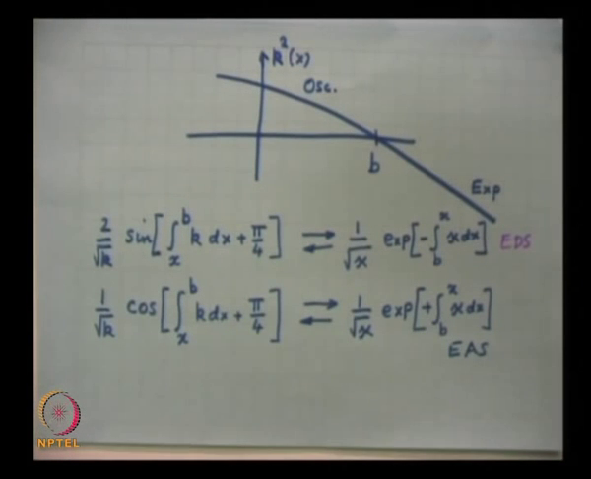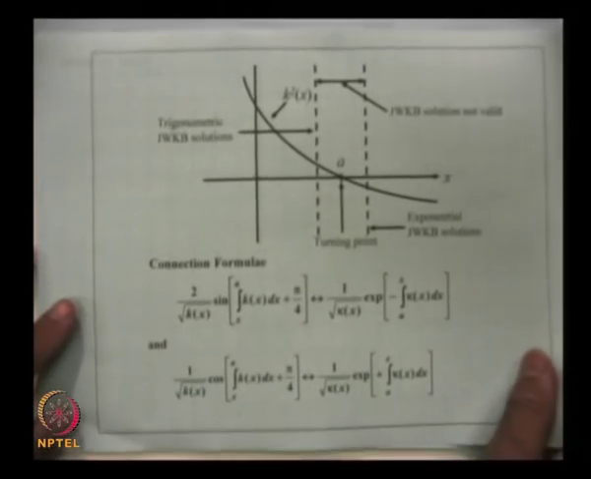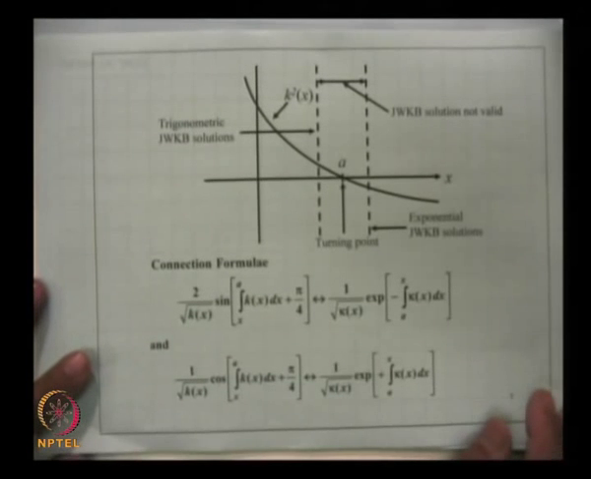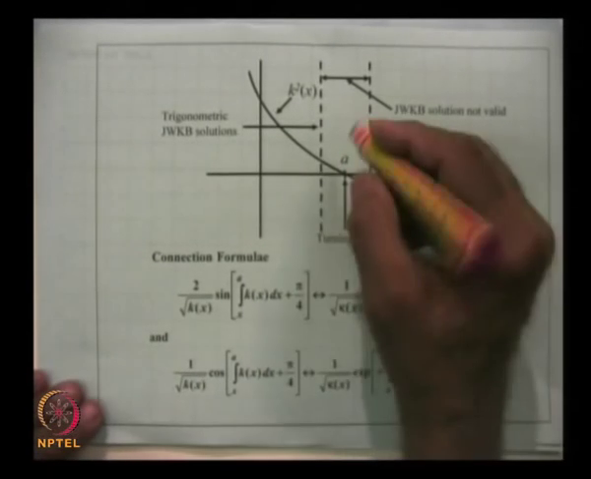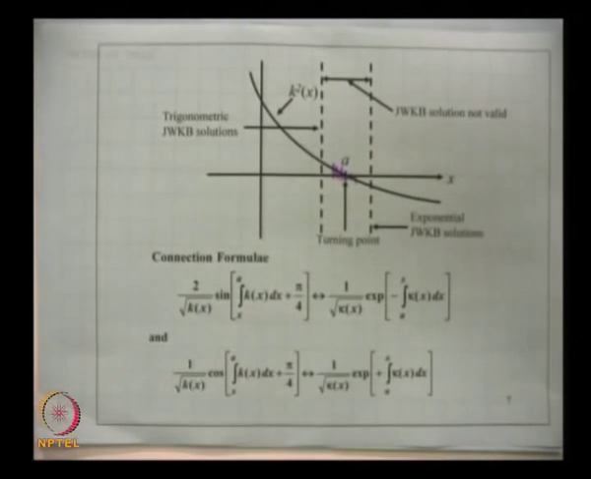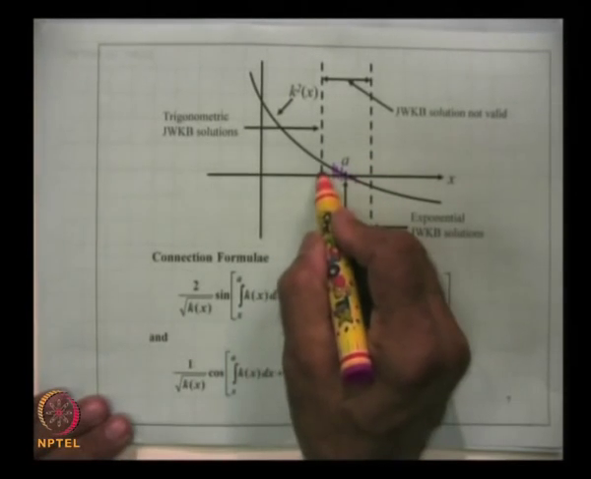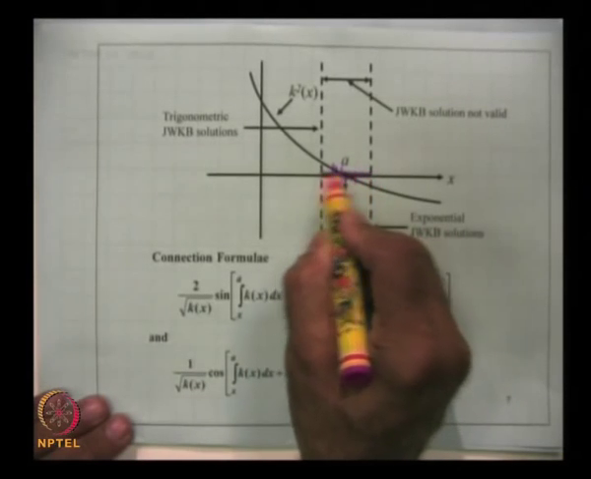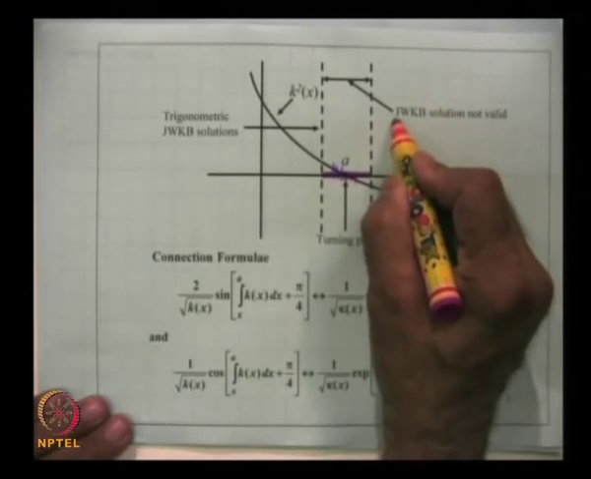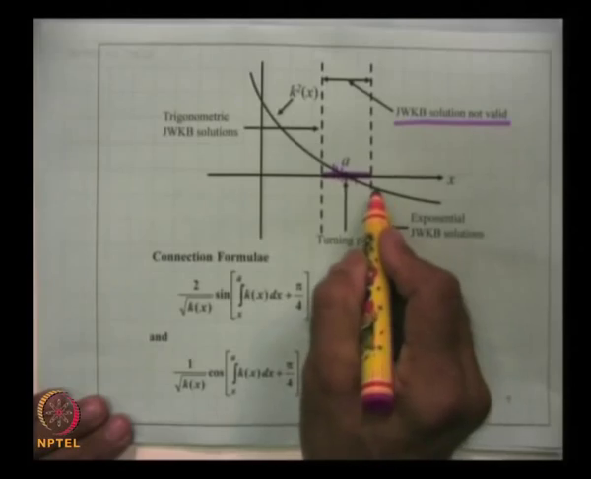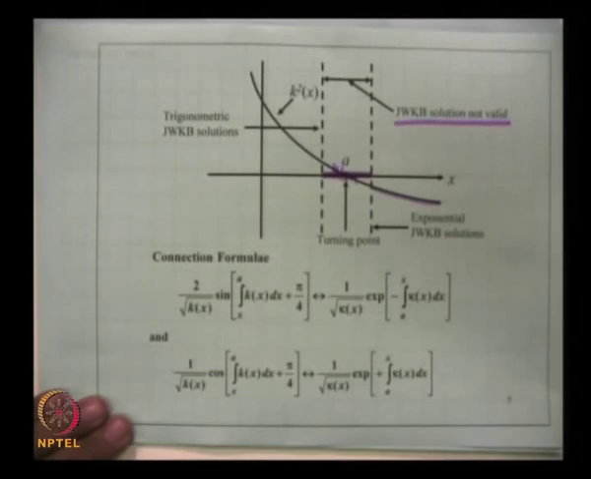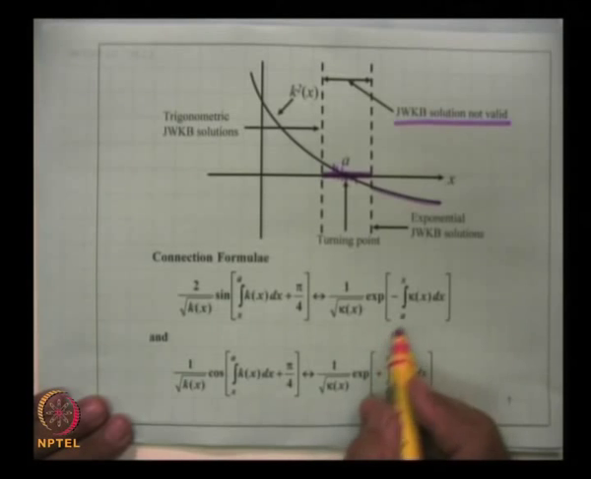So, here I have shown this. Again, the turning point here I have shown as A, does not matter. So, what I have tried to show here is that in this region near the point x is equal to A, k square of x is 0. So, in this region k square is small and therefore, the JWKB solutions are not valid. In this region k square of x is less than 0, so you have exponential solutions.